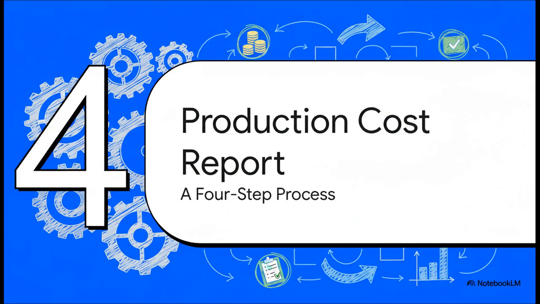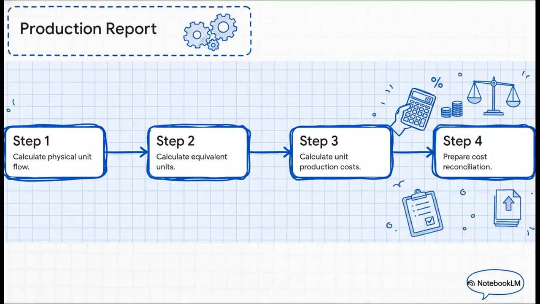Excellent. Now that we've done the heavy lifting of calculating our equivalent units, we're ready for the main event. We can now assemble the single most important document in a process costing system, the production cost report. This is the grand finale, where we synthesize all this data about units and costs into one coherent statement. And preparing this report isn't a random exercise. It's a very methodical four-step process.